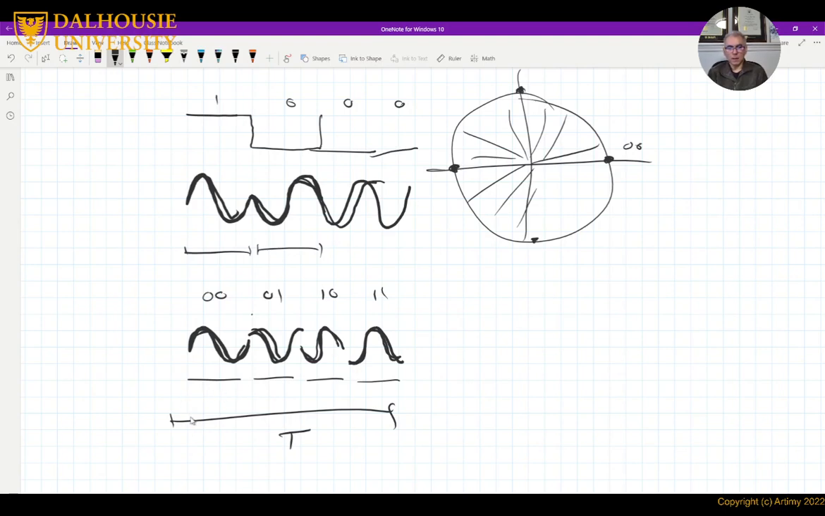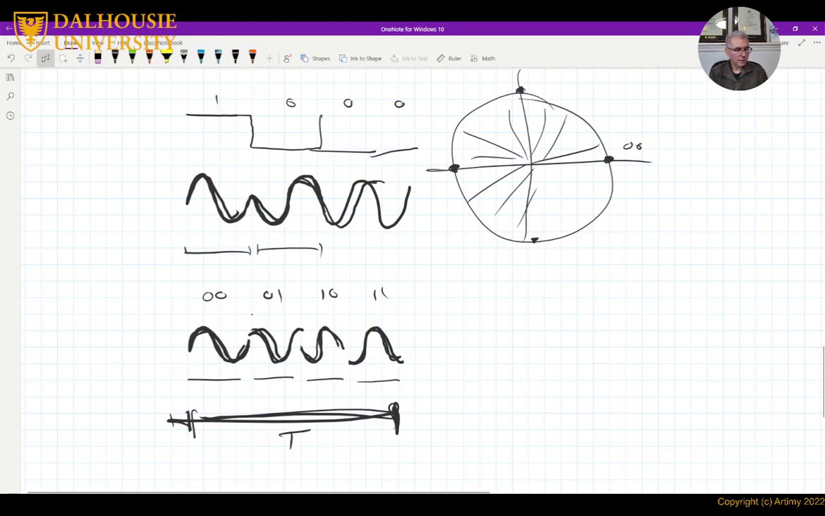While during the same time period here, I was able to send 8 bits. Not necessarily in this order. I mean, I don't have to send 0, 0, 0, 1, 1, 0. It's just the idea that within the same time, I can send more bits, twice more. Instead of 4 bits, I can send 8 bits. Right.